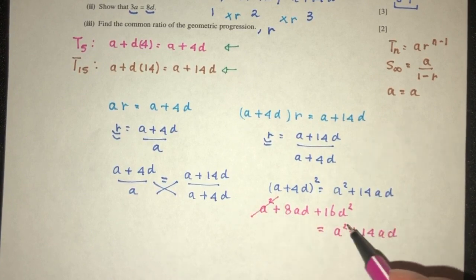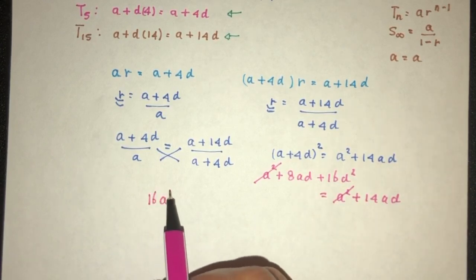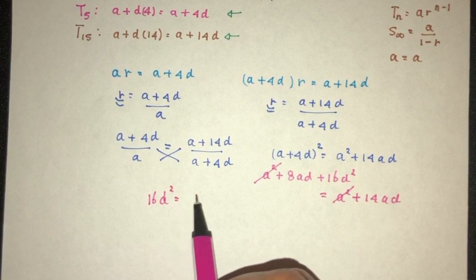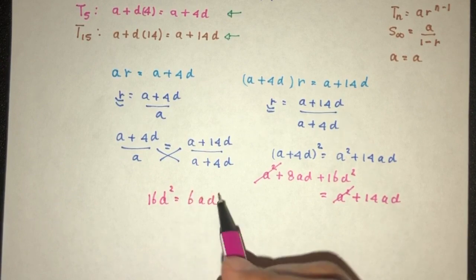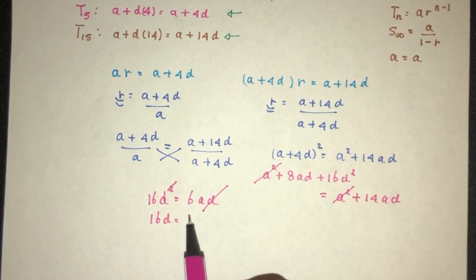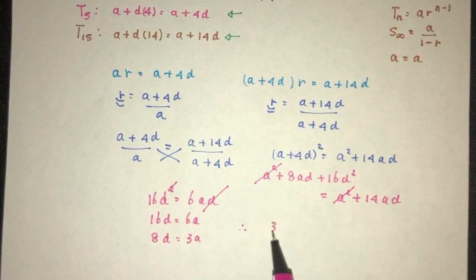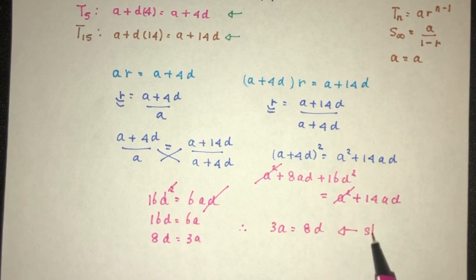That will be a squared plus 8ad plus 16d squared is equal to a squared plus 1480. Now these two will obviously cancel out. So finally, we have to send this over here. You will have 16d squared is equal to 680. Obviously, cancel d, that will be 16d will be 6a. Divided by 2, you will have 8d will be 3a, which is the same thing as saying 3a is equal to 8d. This is shown as required.